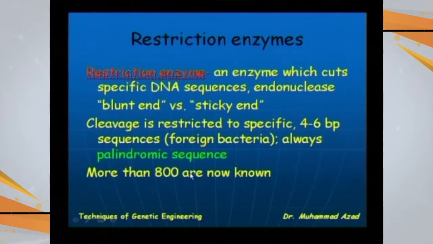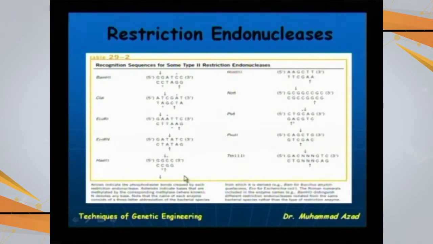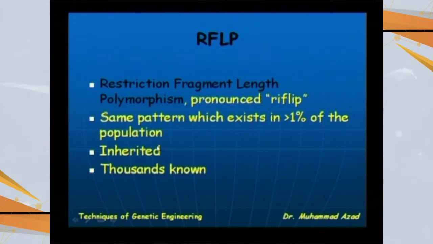More than 800 are known at the moment. These are different restriction endonucleases which cut at different specific sites, and they produce fragments of DNA of various lengths. This phenomenon is called restriction fragment length polymorphism, or RFLP.